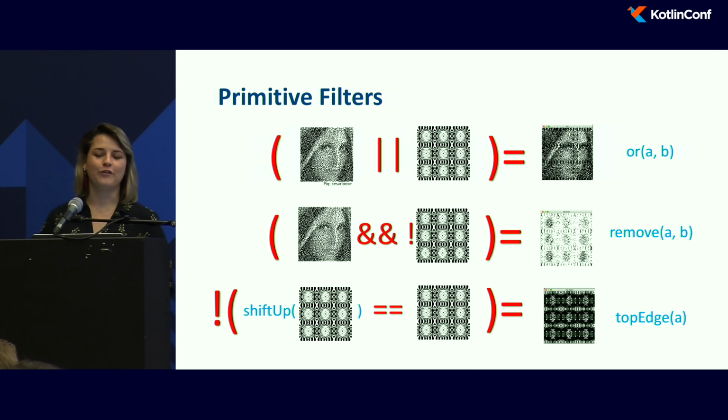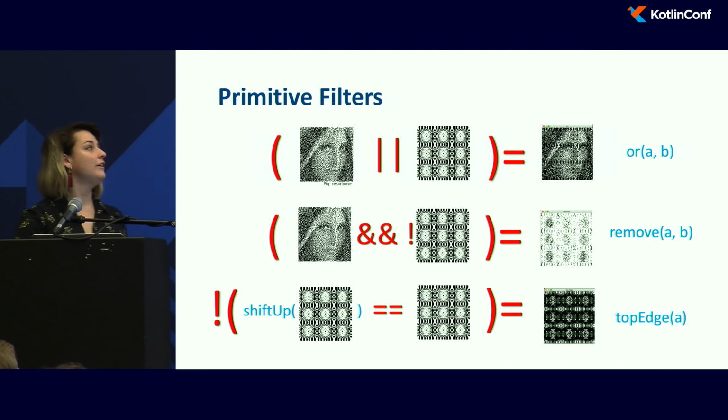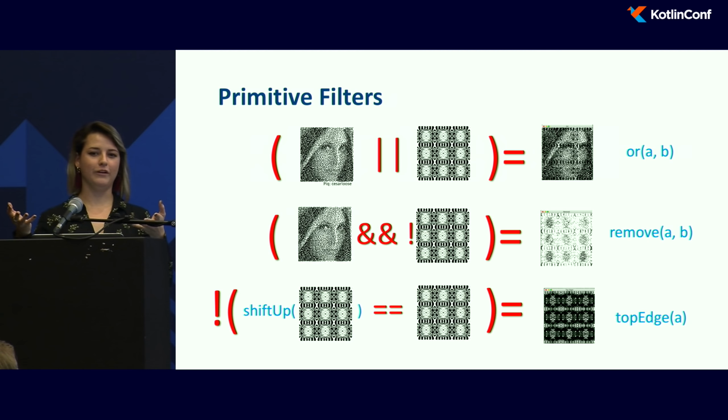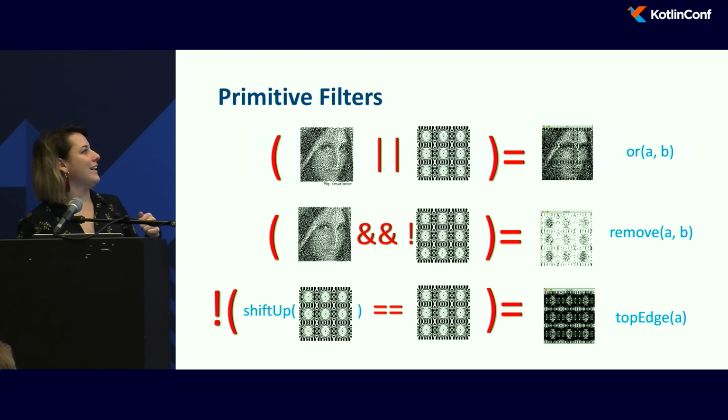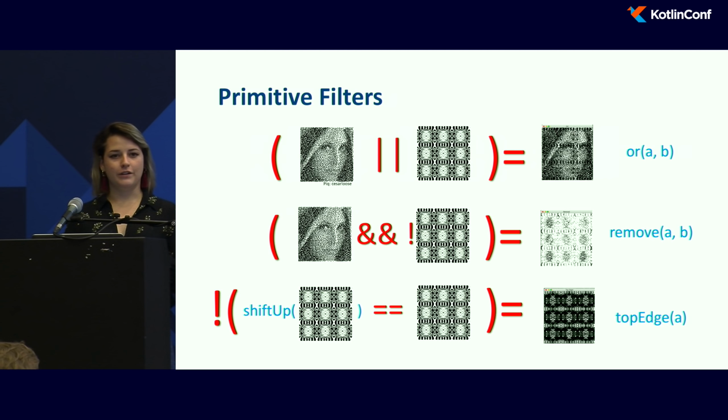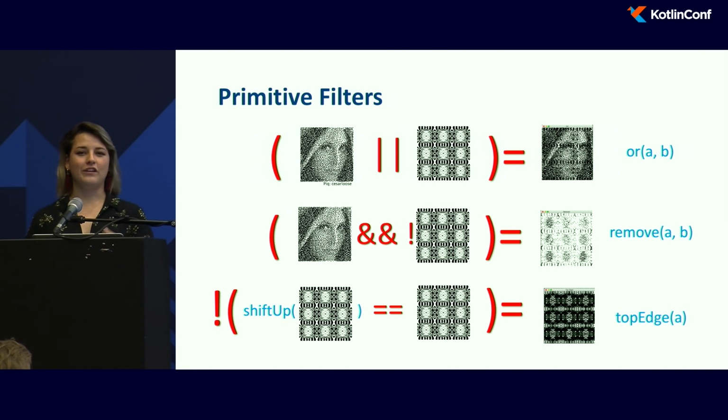So then we can get a little crazy from here, and we can get a top edge in which we take the original image and we shift all the pixels up by 1. Of course, you can do the same with left, down, whatever, but we're going up, and we're going to compare that with the original image. Then we're going to inverse the result of that to get a totally different image. So we start playing around with these filters.